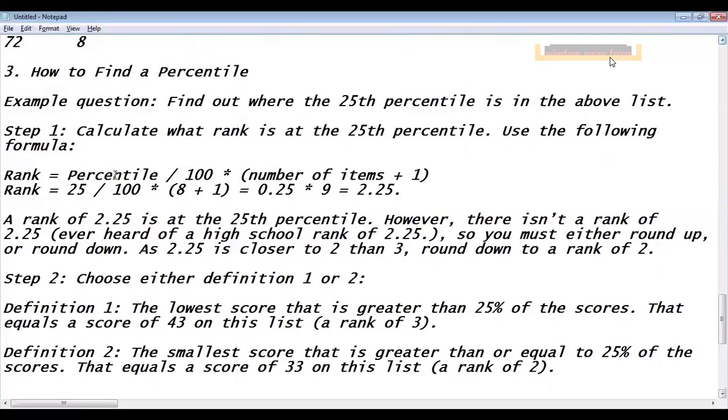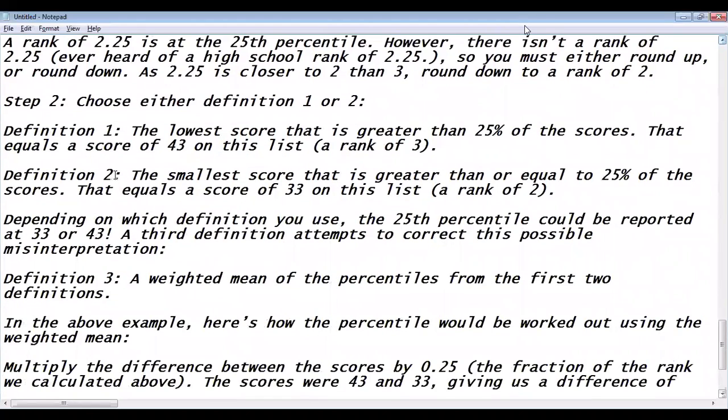So when you take definition 1, rank 3 becomes the 25th percentile. When you take the second definition, greater than or equal to 25%, it becomes rank 2 itself. So this is how to find the percentiles using either definition. Hope this is clear. So in the next example, we can start.